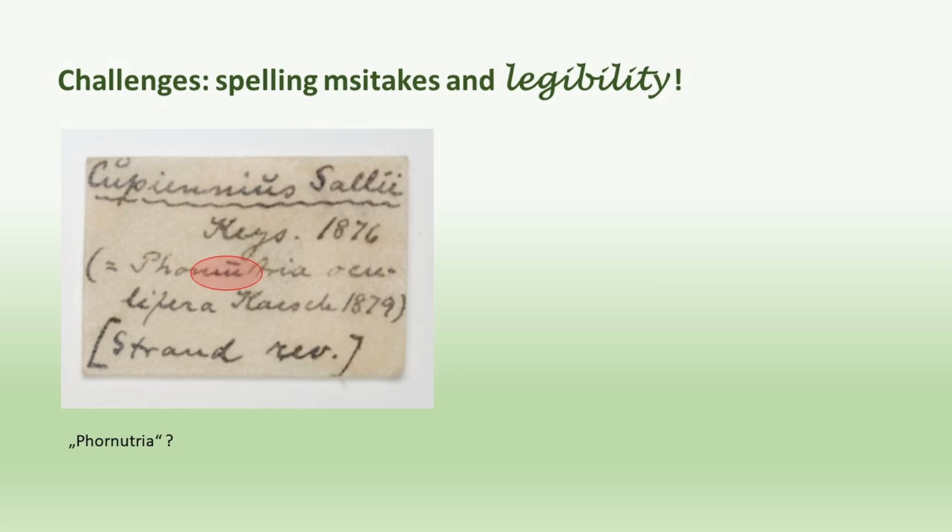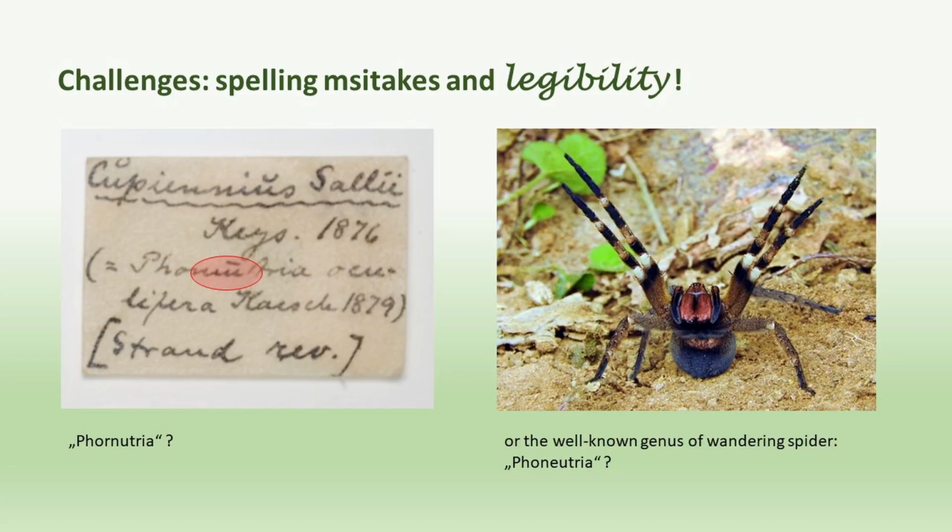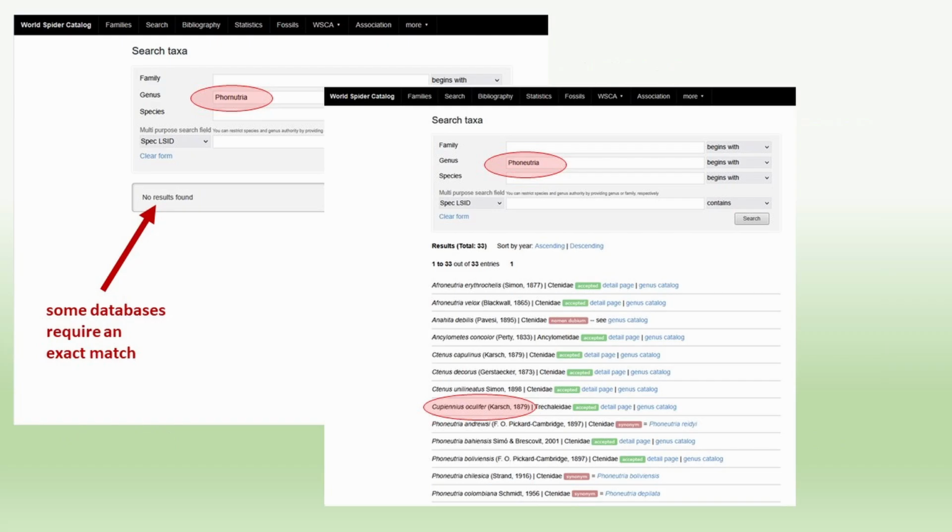And the problem is, if you're an experienced spider worker, you would probably guess pretty quickly, well, actually, this is a well-known genus of wandering spider, which is actually called Phoneutria. The reason this is important is because in something like the World Spider Catalog, some databases require an exact match. If you spell it wrong, you won't find it, and that's a problem.